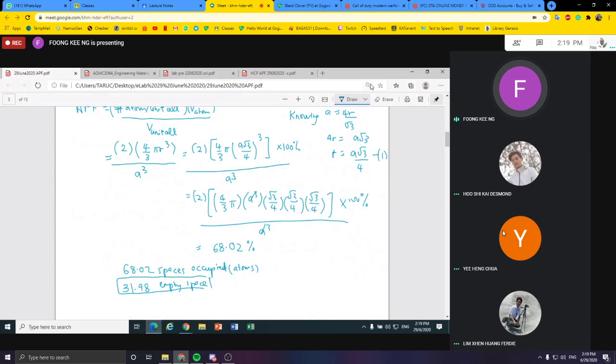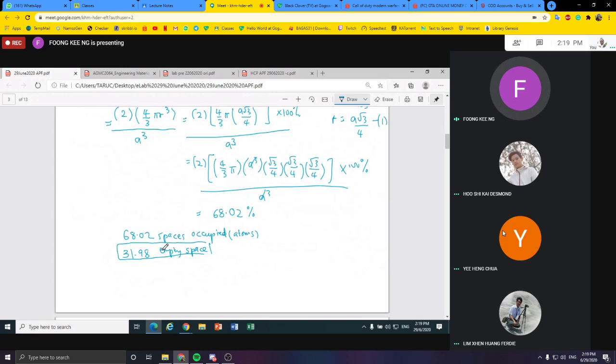That's why you ask me, is everyone going to write the same thing here? No, normally no, because some students are very meticulous and very articulate. So you have to go more than what is asked in the question, especially in the calculation. So this is an analysis. It never asks you for the empty space, it only asks you to calculate the APF, atomic packing factor. If you give me 68, okay. But if you go one more level, 31.98% is not occupied, meaning it's empty.